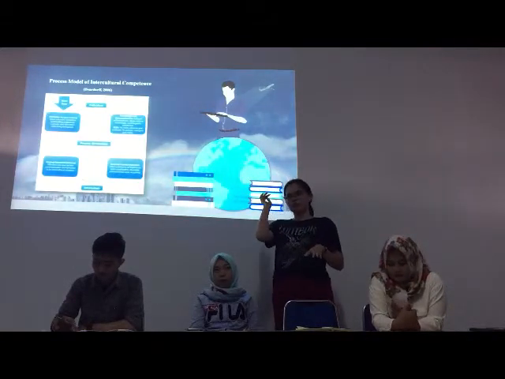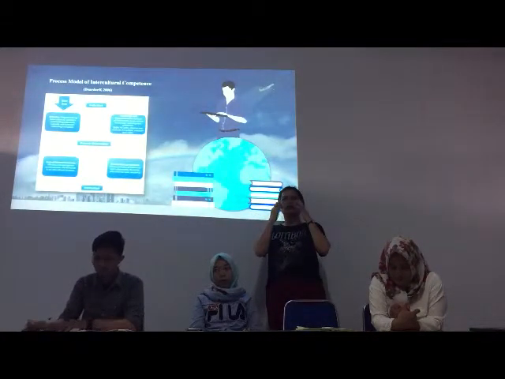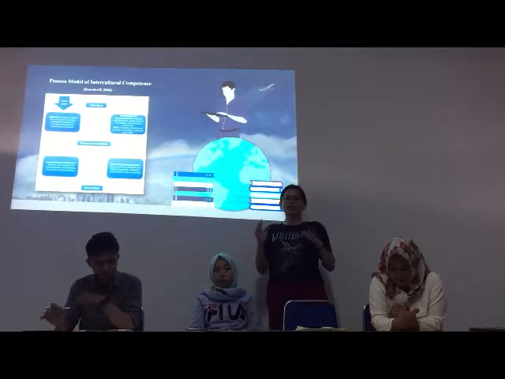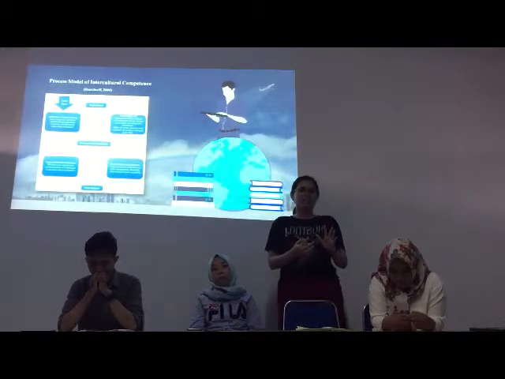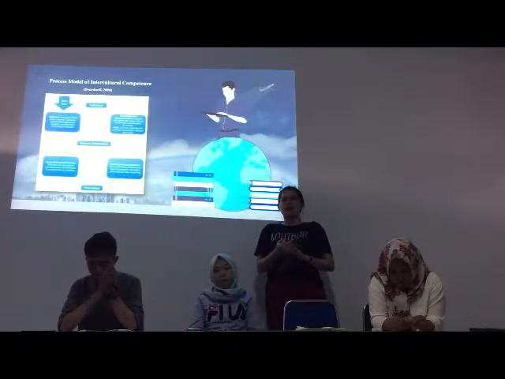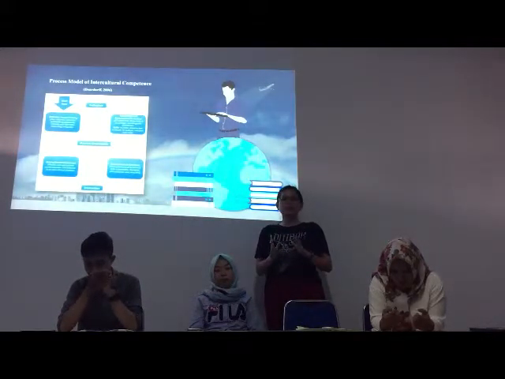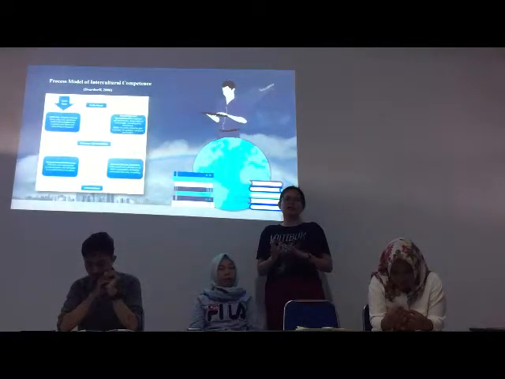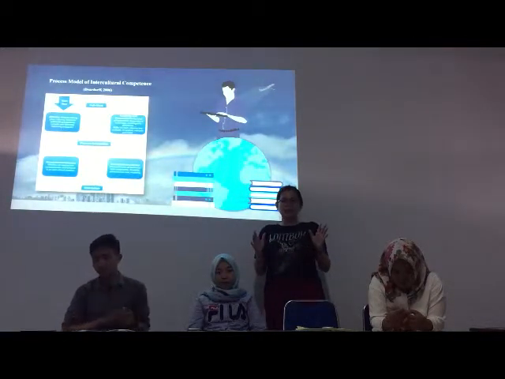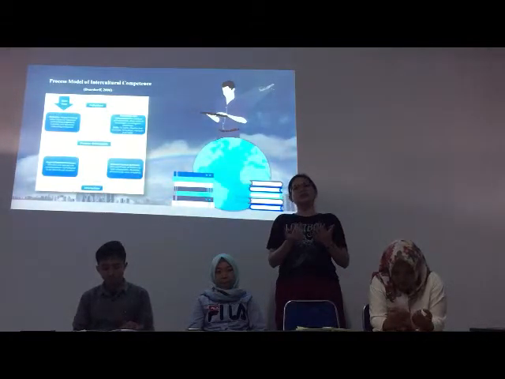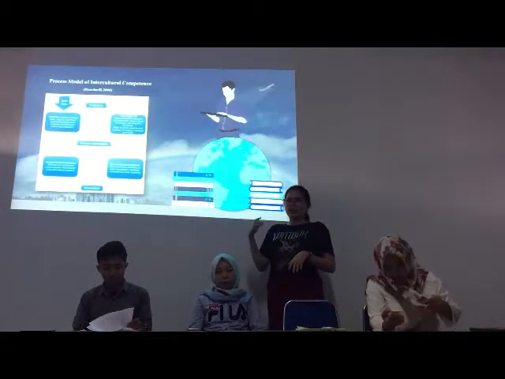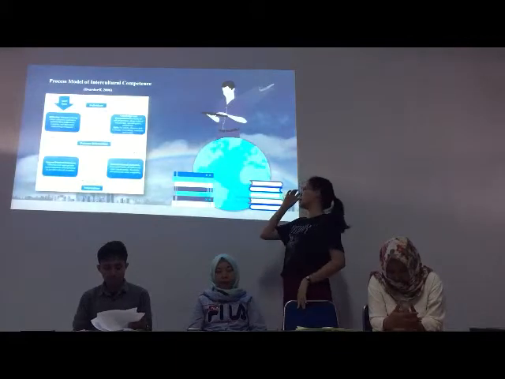Before explaining this process model itself, I just want you to know that in a process model, there are three key components. The first one is the attitude that I have just explained, then knowledge, and the third one is skills. And for the outcomes, there are two possible outcomes: internal and external outcome. So that's why Deardorff believes that in an intercultural competence process, there are five elements involving each other. You may take a look at the slide.